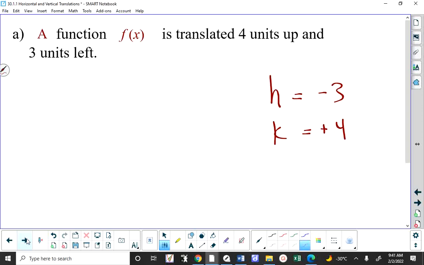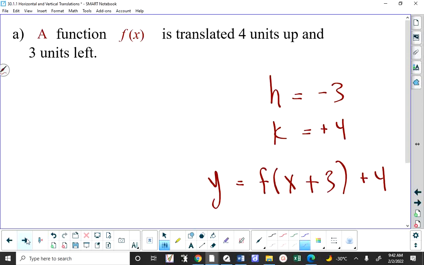So let's load these two parameters into that function template. We'll get y equals f of, and watch how I write and say this, f of x minus negative 3. X minus negative 3 becomes x plus 3. Close brackets plus 4. So we're going to actually move on to b now.